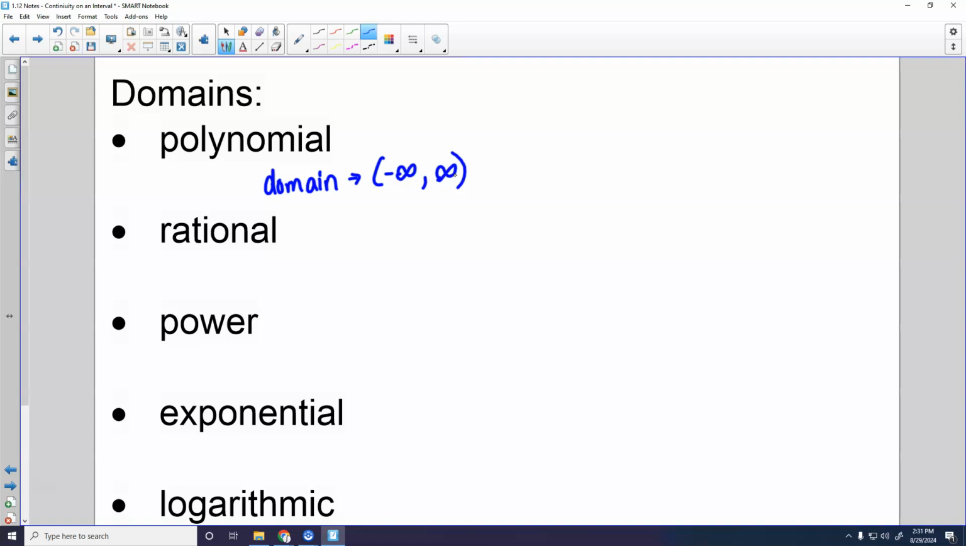With a rational, what kind of problems do you have with a domain for rational? You can have holes or vertical asymptotes. Either one of those come from what issue with the equation? Zeros in the denominator. So the denominator cannot equal 0. So whatever your denominator is, it cannot equal 0.